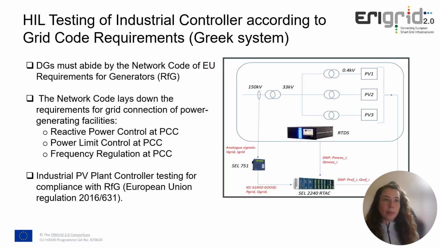The next example is about hardware in the loop testing of an industrial controller according to the grid code requirements in the Greek system. Distributed generators must abide by the network code of EU requirements for generators. Here we have an example of a utility-scale PV power plant and a central controller that manages the control requirements at the point of common coupling. The network code lays down the requirements for grid connection of power generating facilities. For example, the reactive power control at the point of common coupling, the power limit control, the frequency regulation, and others. So we will see the results of the testing of this industrial PV controller and the response that it should provide.